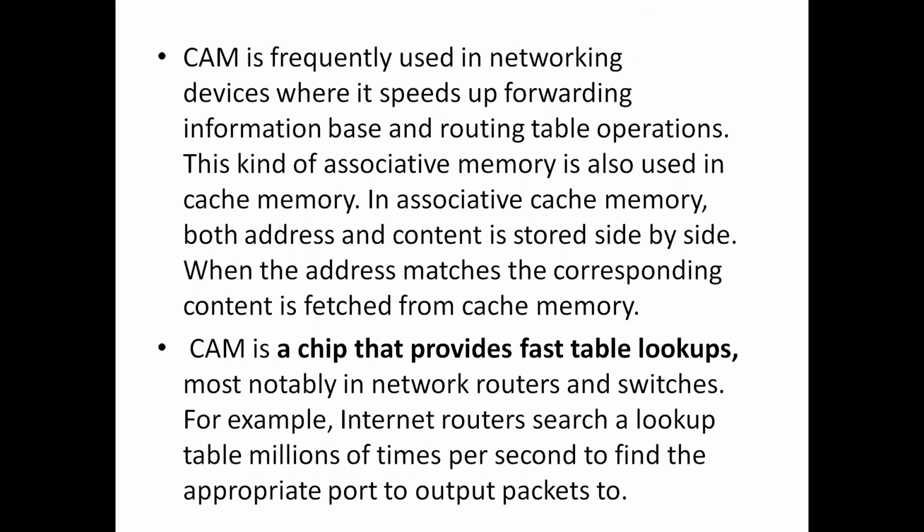Next, going deeper into the CAM, it is frequently used in networking devices where it speeds up forwarding information base and routing table operations. This kind of associative memory is also used in cache memory. In associative cache memory, both address and content are stored side by side. When the address matches, the corresponding content is fetched from the cache memory.